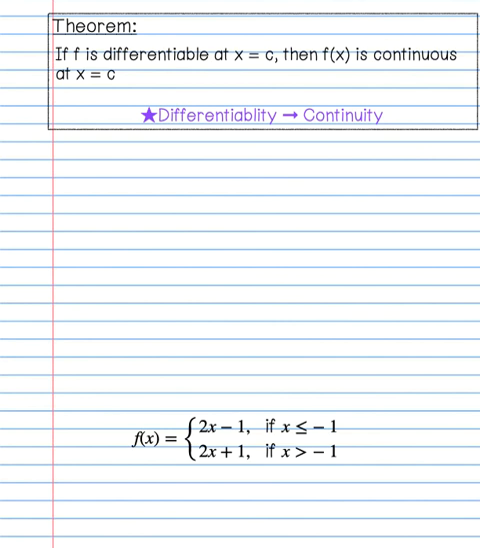So basically what this theorem tells us is that differentiability implies continuity. If you know the derivative value exists at a point on a function, you know the function has to be continuous there. You can't have differentiability without continuity.